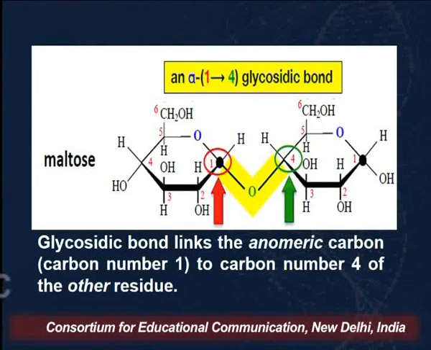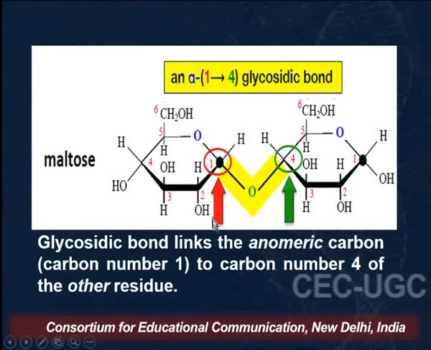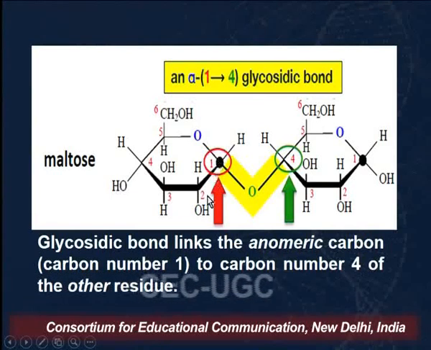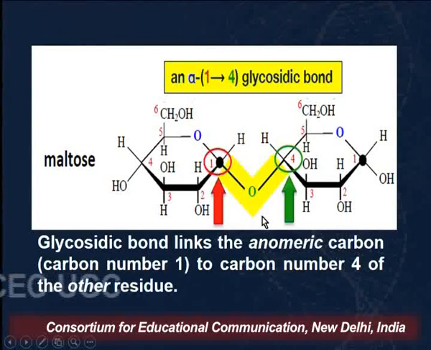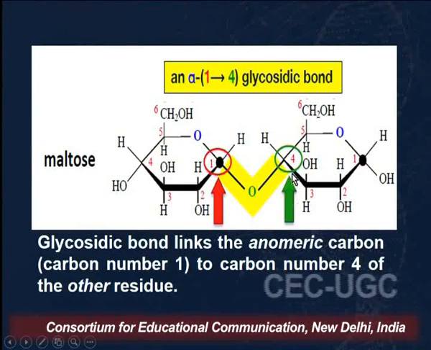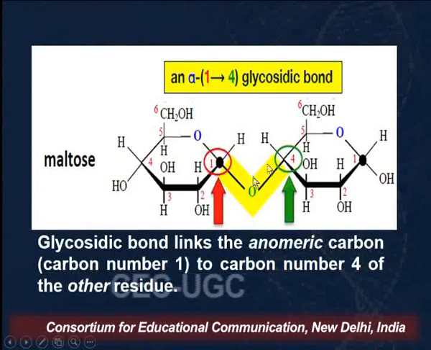I hope you can see on your screens very clearly, which I have indicated by a red arrow. The red arrow indicates position number 1, and this position number 1 indicates the position from where the glycosidic bond is originating. The carbon number 4 in the second residue is indicated by a black arrow. That is, this is where the glycosidic bond is terminating.